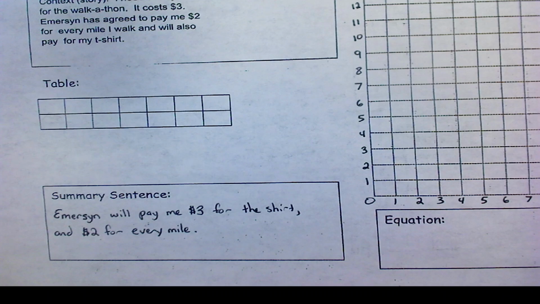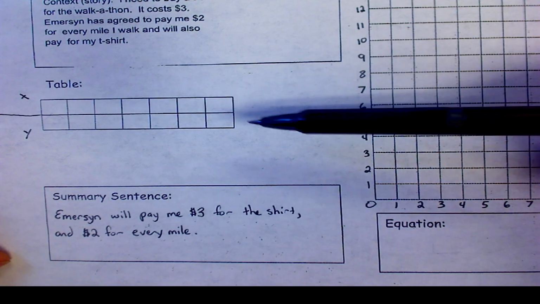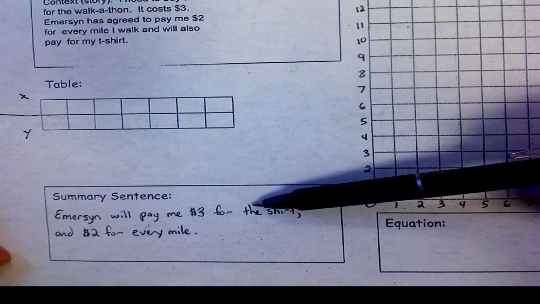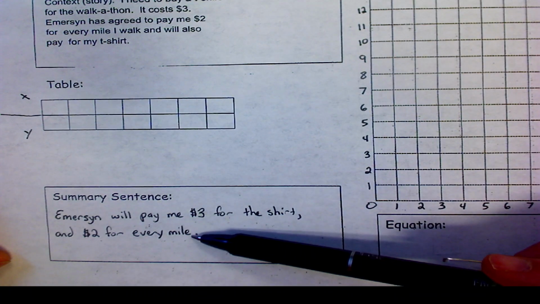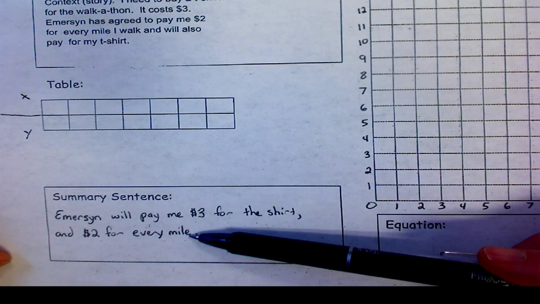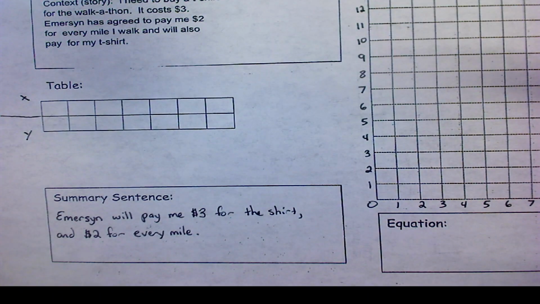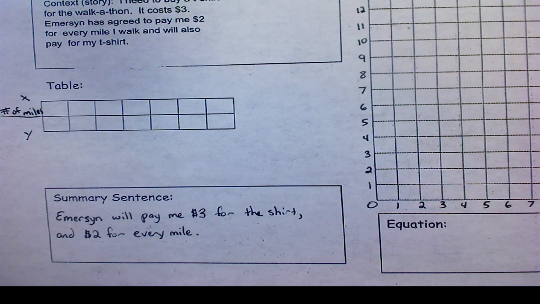So from here, I would like to take a look at filling out the table using this information. So we're walking a certain number of miles, and that's what we have to do in order to get paid. So the walking is our independent variable. That would be our x. So let's just make our x row the number of miles, and our y row would be the dependent variable. That's what we're getting from all of our work on the x row. It's the amount of money that we're going to be raised for this walkathon.